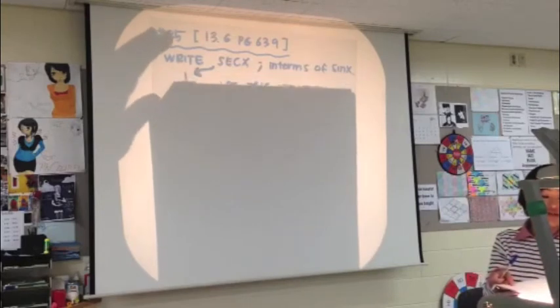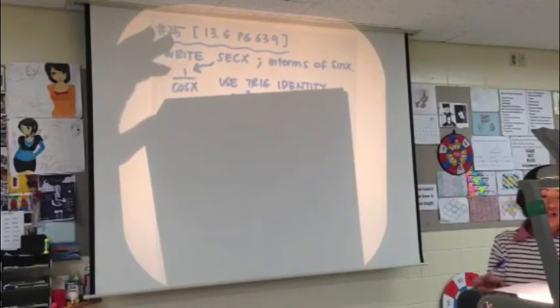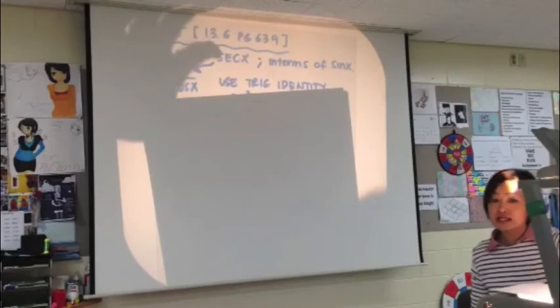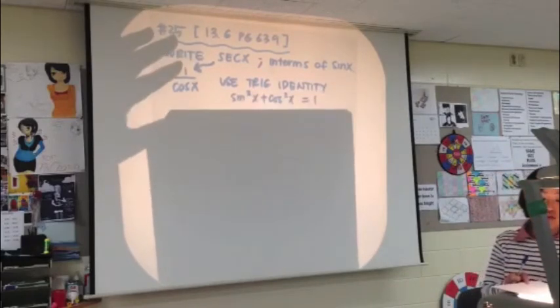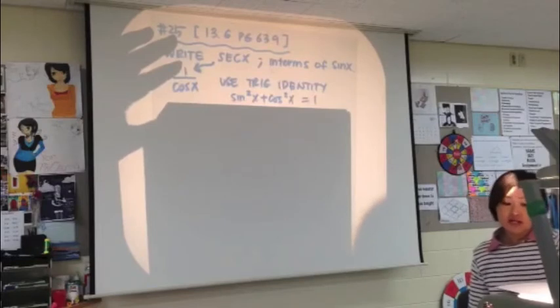So what we do is very simple. You know that 1 over cosine x is actually secant x, right? We all know that. We're going to use a trig identity, all right? We know this fact already too: sine squared x plus cosine squared x is equal to 1.